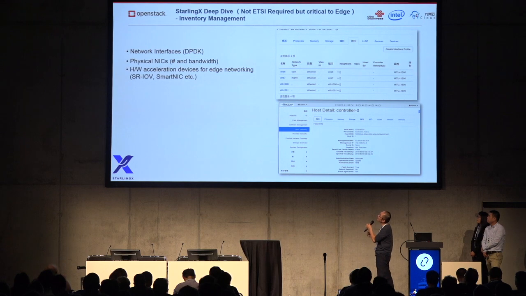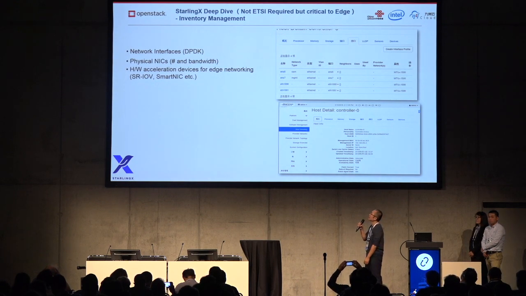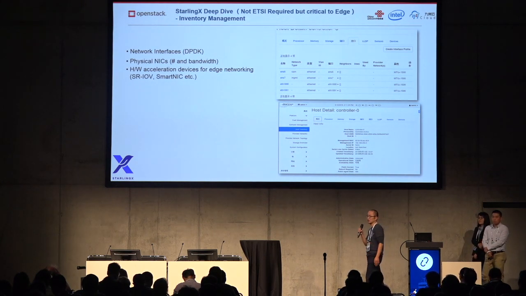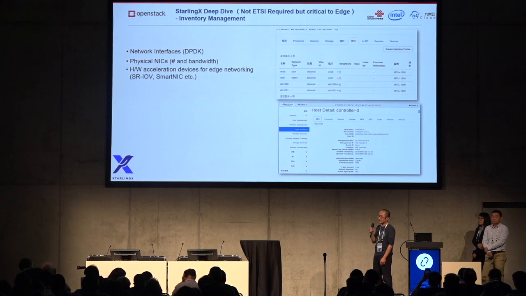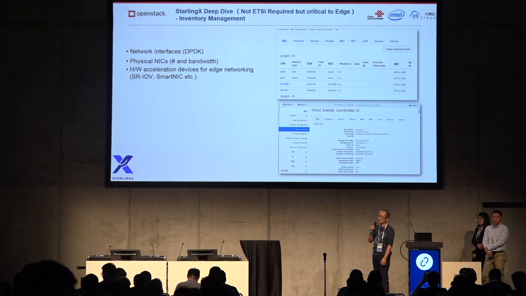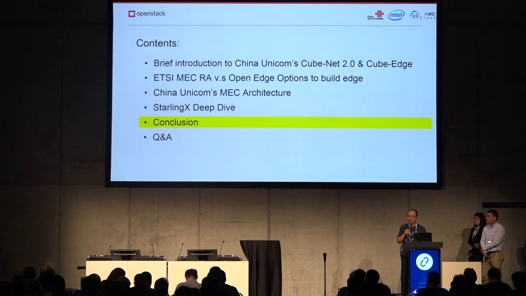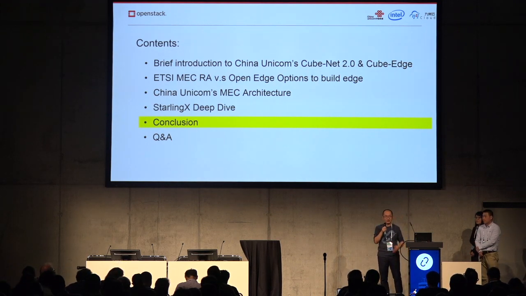The next is for the physical network NICs, where the bandwidth data can also be collected. The third one is the hardware acceleration devices information in the edge computing cloud environment. Especially, we can see two important features from the hardware: the SR-IOV capability and the SmartNIC capability. That's very important for smart scheduling. That's my part of the detailed information about StarlingX and the mapping relationship to the ETSI MEC spec.